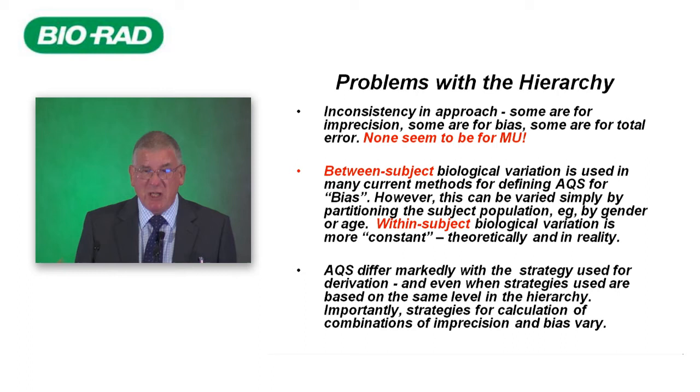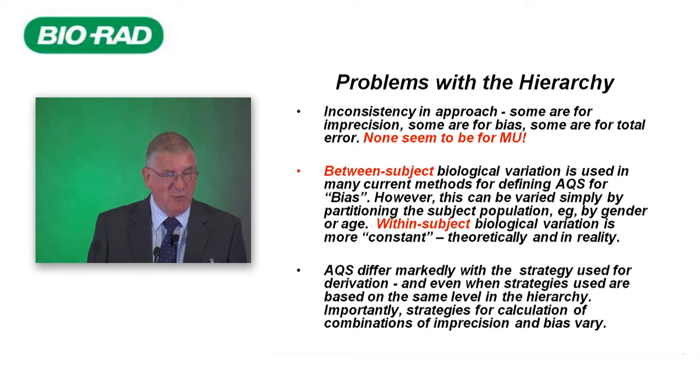Another problem is that analytical quality specifications differ markedly with the strategy used for derivation. And even when the strategy is at the same level in the hierarchy, you can get quite different analytical quality specifications depending upon how you use the strategy. And very, very importantly, strategies for calculation of combinations of imprecision and bias, i.e. total error, vary significantly.